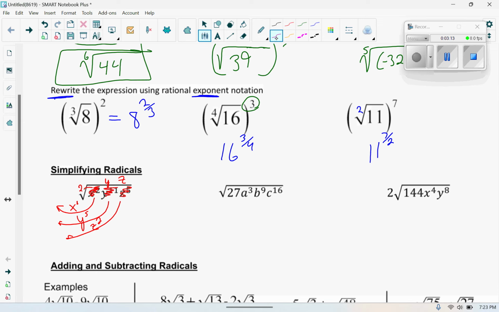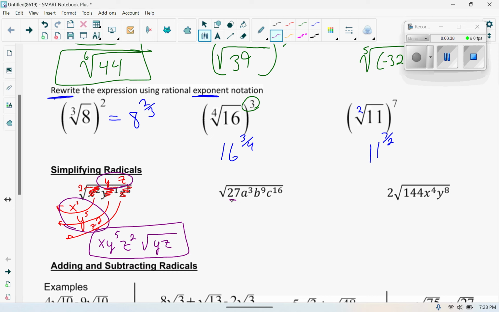So my answer is going to be all of these on the outside. So it's going to be x, y to the 5th, z squared, and then square root, and then these are going to be left over underneath the square root. Y, z, like that.